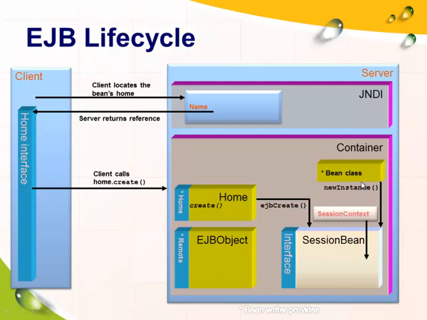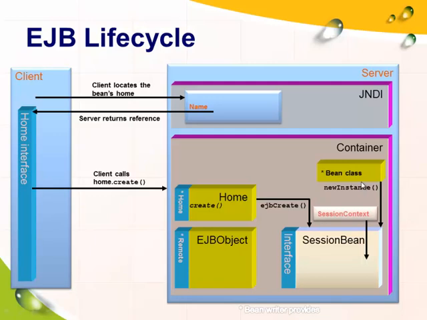So this is what is guaranteed by the server. The server or the container will ensure that the object is instantiated, the context is given, and a method called EJB create is called. Now, why are all these steps required? I'll talk about it slightly later. It calls that method, which is called a callback method.